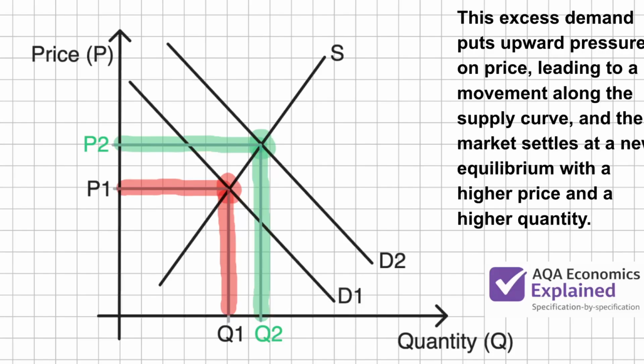On the diagram, this is shown by the new intersection between D2 and S in green, with a higher price and a higher quantity traded. As I mark this on the diagram, I finish the written explanation by saying, this excess demand puts upward pressure on price, leading to a movement along the supply curve, and the market settles at a new equilibrium with a higher price and a higher quantity.